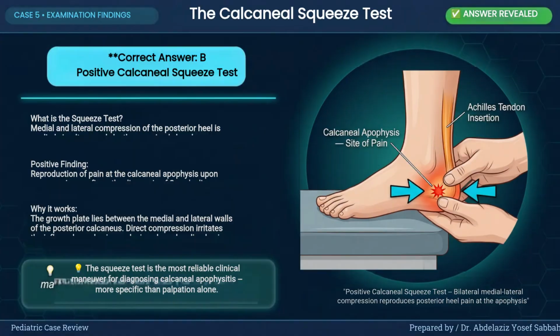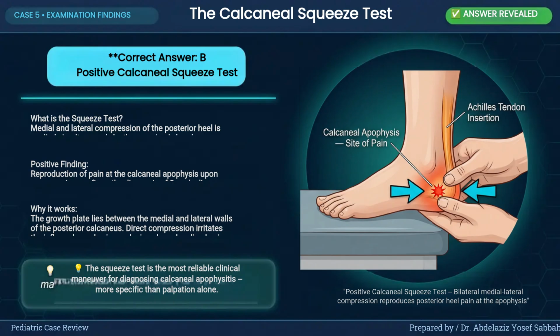The correct answer is option B, the positive calcaneal squeeze test. The squeeze test is performed by applying medial and lateral compression of the posterior heel simultaneously with the examiner's hand. A positive finding is reproduction of pain at the calcaneal apophysis upon compression, which confirms the diagnosis of Sever's disease.